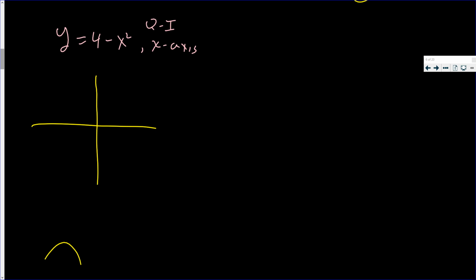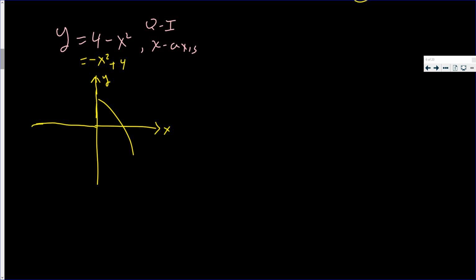Okay. And we're only in quadrant 1, so I'm going to get rid of this. Now, the only area that's bounded in quadrant 1, that means bounded by the positive x-axis, the positive y-axis, and the curve 4 minus x squared, is this area right there.